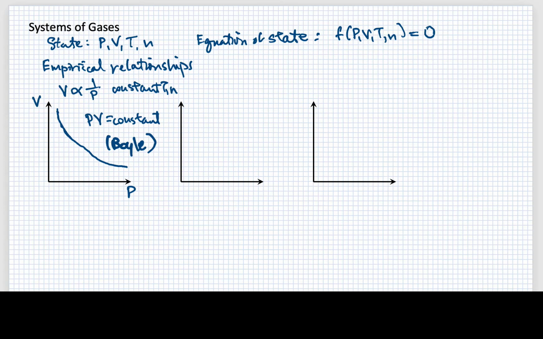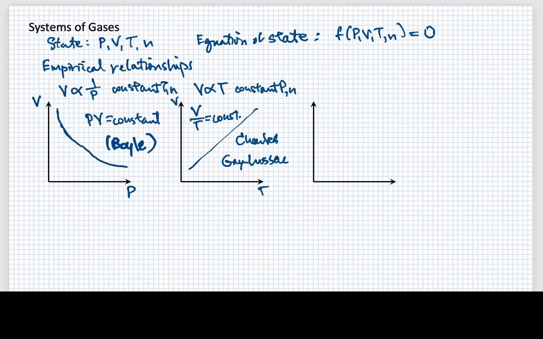Now we could also do a similar thing when we look at volume and temperature, and we find that in fact volume is directly proportional to temperature, again with constant pressure and constant amount. So it's going to look something like this, just a straight line with a positive slope. And in this case, the equation that it's implying is something like volume divided by temperature is constant. And this was a law that was discovered independently by a couple of folks, by Charles and by a French scientist, Gay-Lussac.